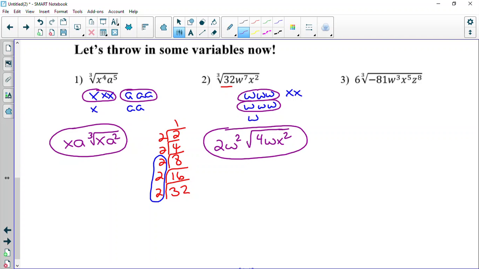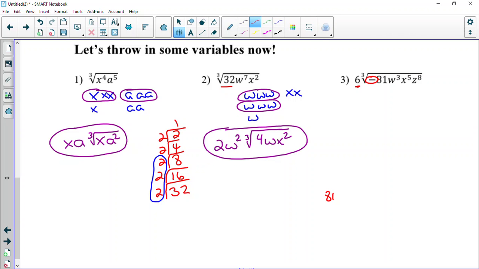Alright, and then let's do this last one. Alright, so this one's tricky. We've got a few things going on. We've got this 6 going on outside, and we've got this negative on the inside. So we've got to pay attention to both of those. Alright, so first I'm going to birthday cake 81. Oh, and you know what? I did it again. I forgot my little 3 inside there. Don't be like Miss Broadhead. I'm so bad at that.